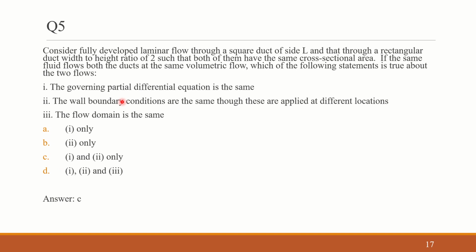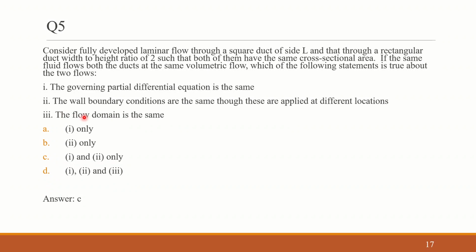Second one, wall boundary conditions are the same, though these are applied at different locations. Boundary conditions will be the same, right? If it is moving, it is moving. If it is not moving, it is not moving. The inlet also has the same volumetric flow. The location of the boundary condition may be different because the dimensions of the square and rectangular duct are different. The boundary condition location will be different, but the condition will be the same. So the wall boundary conditions are the same, though these are applied at different locations.